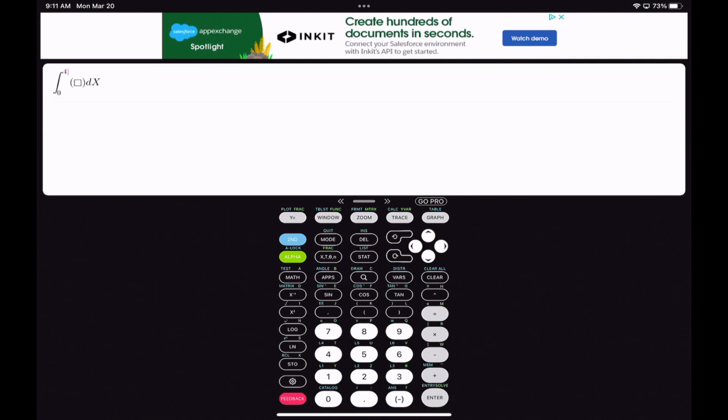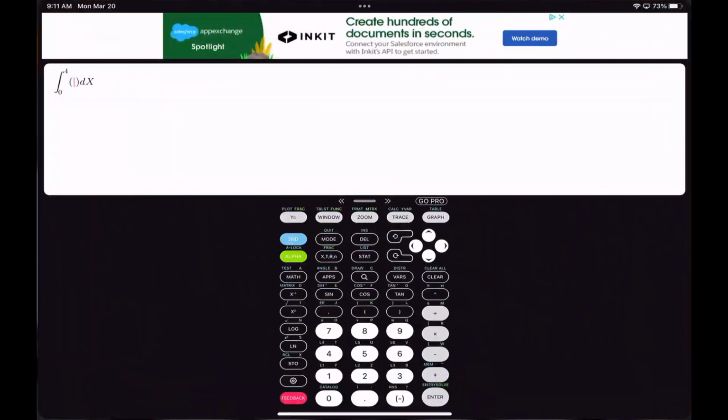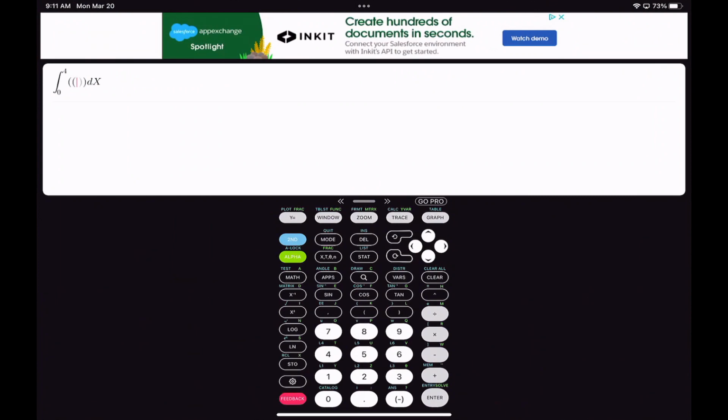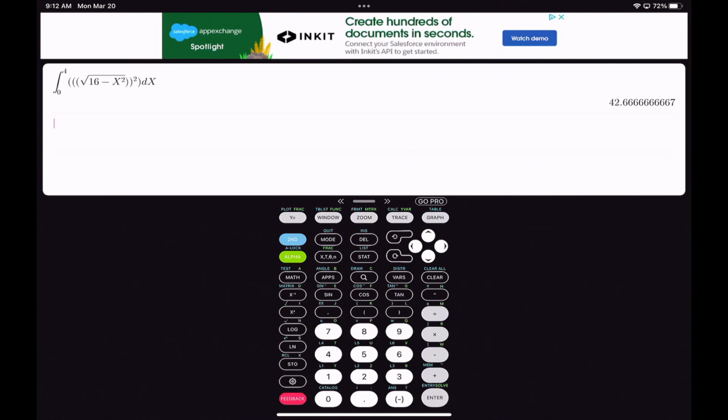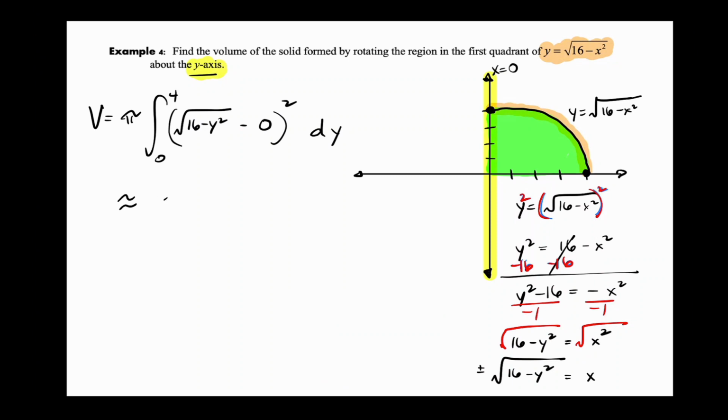Zero to 4. Root 16, parentheses, 16 minus x squared. Okay, let's see. 42 and 2/3. 42.667. Okay.